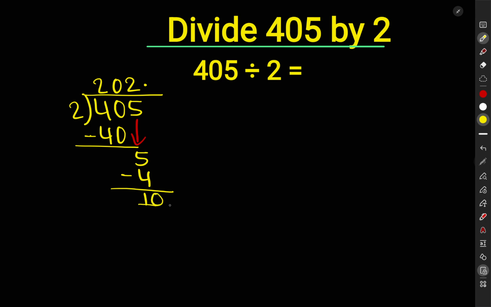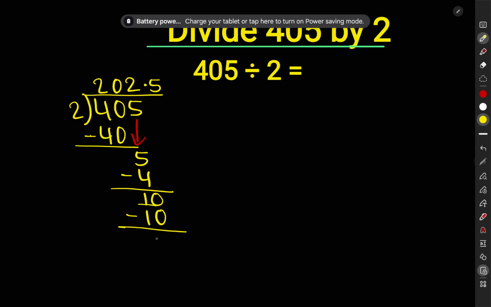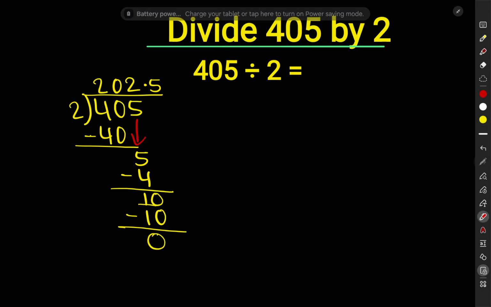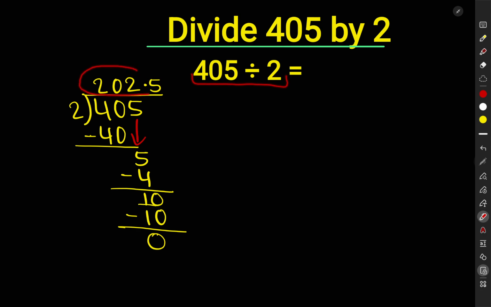So now it is 10 and 2 times 5 means 10. On subtracting it is 0. So 405 divided by 2 is 202 decimal 5.